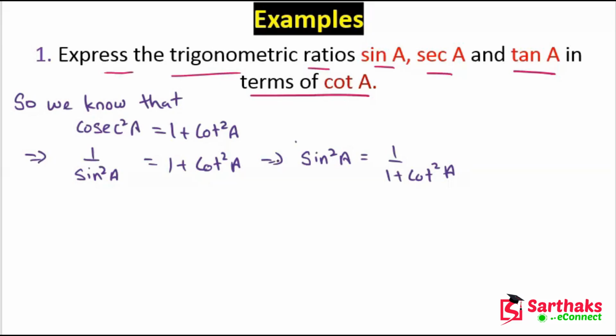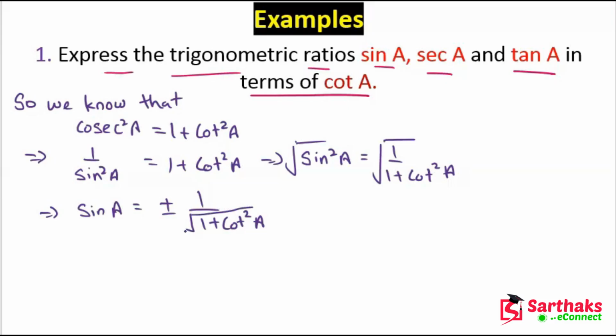Now take the square root on both the sides. We are taking the square root on both the sides. So we get sin A is equal to plus minus 1 upon under root 1 plus cot square A. Okay, so this equation defines the sine function in terms of cot. So this is the trigonometric ratio of sin A in terms of cot. Okay, understand?